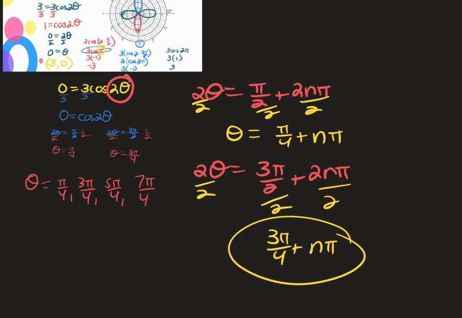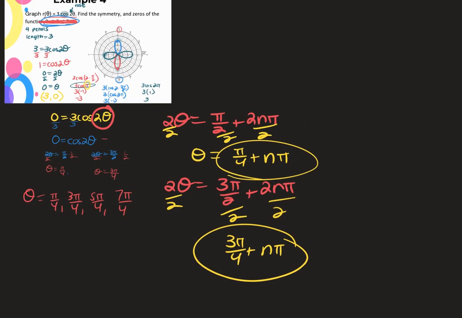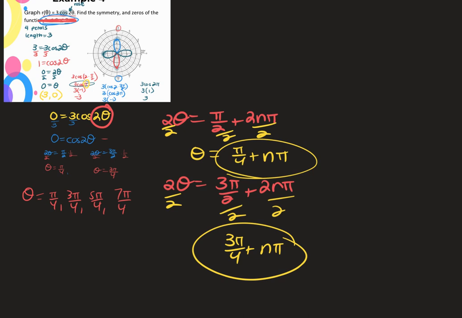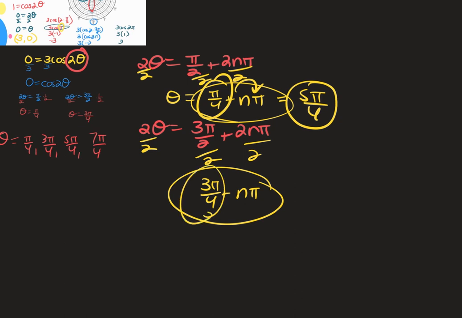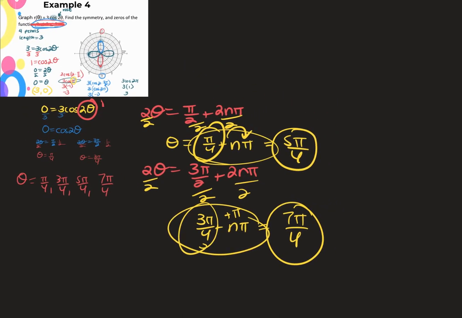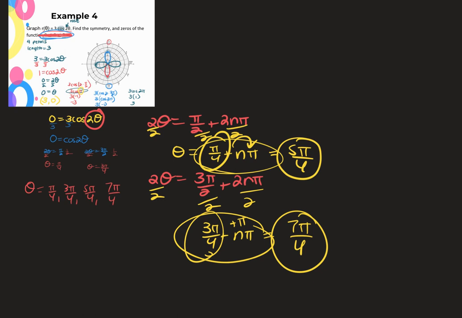So if the interval was not given, those would have been my answer. But because the interval is given, you actually have to find the angles that meet those intervals. So it is pi over 4 plus 1 pi, which is 5 pi over 4. And that still lies between 0 and 2 pi. And it is 3 pi over 4, but it's also 3 pi over 4 plus pi, which is 7 pi over 4. And that also falls between your interval, which was 0 to 2 pi.